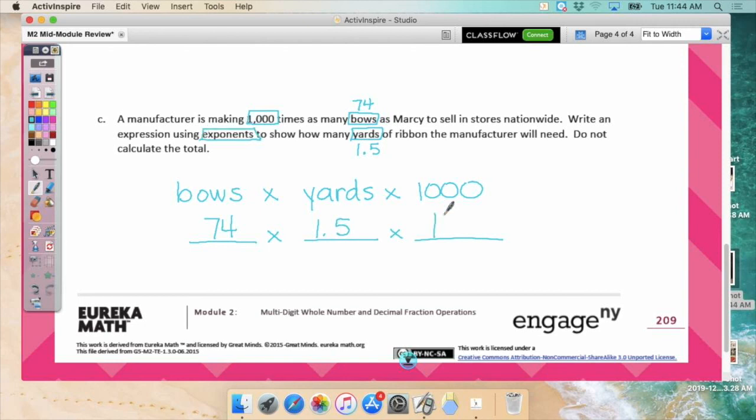10 to the second power. 10 to the what? Third power. Don't guess. Third power. Why do we know it's third? There's 3 zeros. And it's 10 times 10 times 10. You're done. That's it? It says don't calculate the total, doesn't it? Oh. Okay, so why don't you go back and do A on the one we skipped, and we'll check it together.